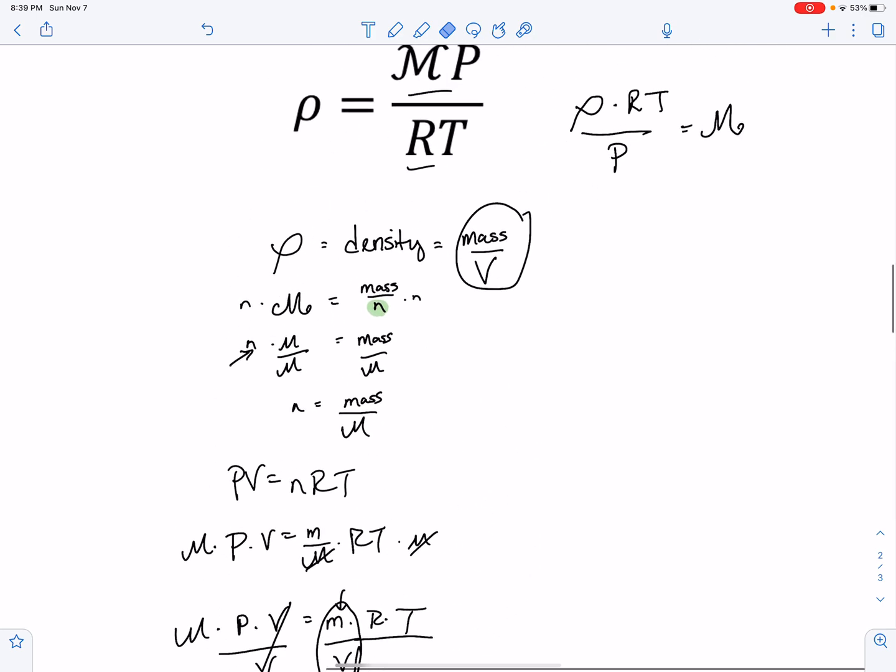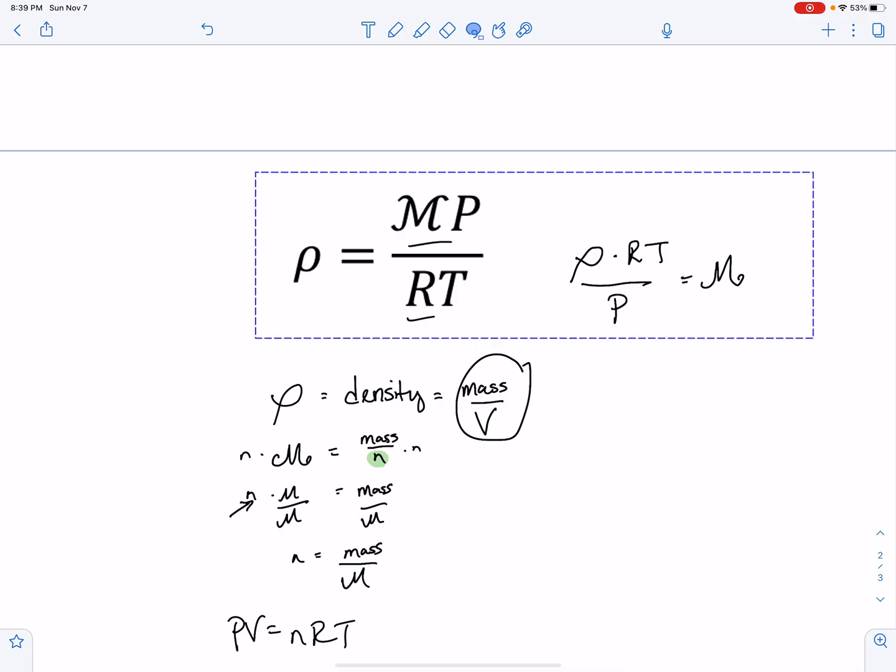So I was just letting you know how you get to these two equations. I know it's a bit of math there. If you just want to write them down, that's cool too.